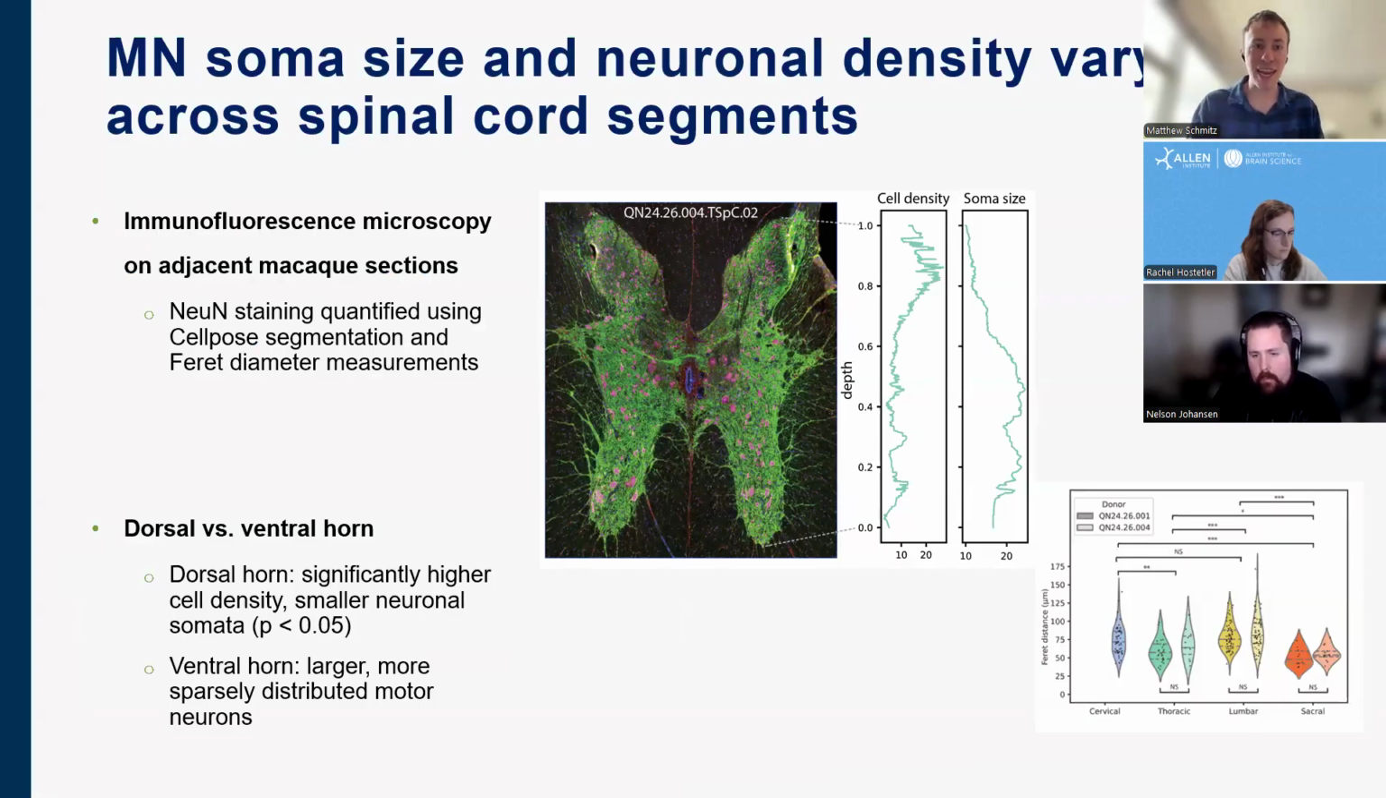We also looked at the sizes of motor neurons because classical anatomy has long seen that mouse motor neurons are much smaller than human motor neurons. And so we looked in our macaque sections at these beautiful NeuN stains in pink, and we were able to quantify the sizes of these neurons. We see that even within macaque, the motor neurons are different sizes across the segments, where cervical and lumbar are the largest, and then sacral is the smallest.